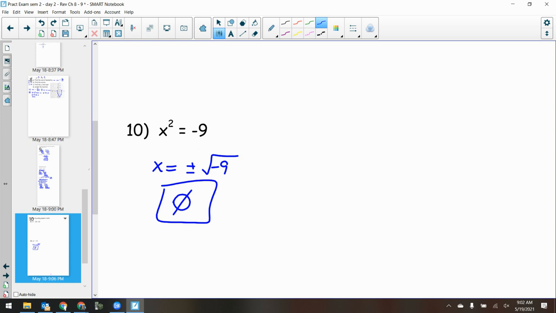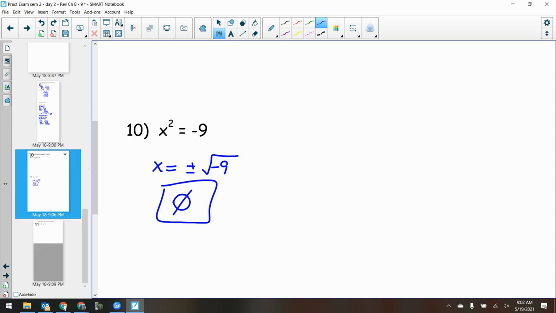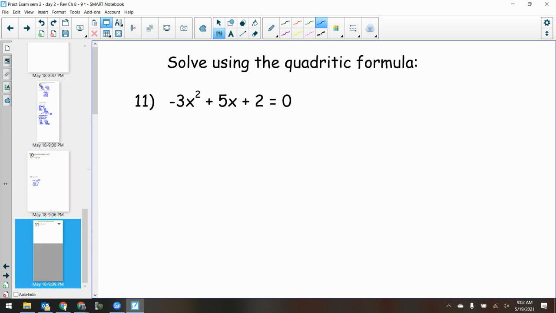Why is that the case? Well, try to think of something that you could plug in for x to make that equation work. There's nothing. You can't do that. Like if you try to plug in 3, that gets you positive 9. You try to plug in negative 3, that gets you positive 9 again. There's nothing that if you square gets you to a negative number.